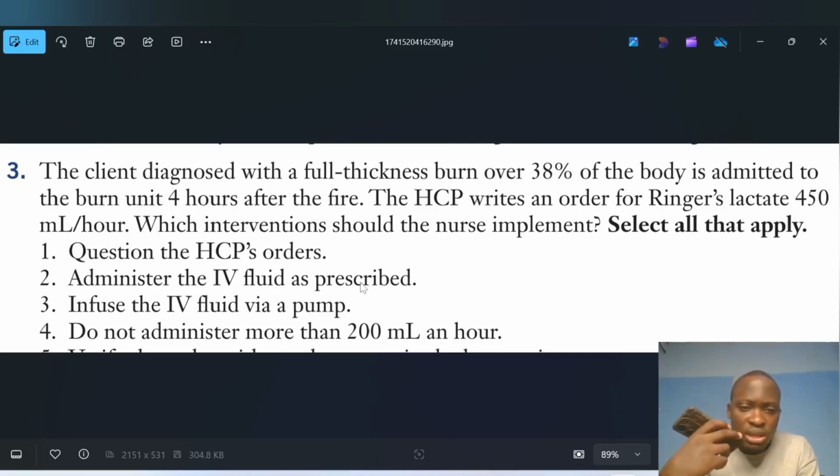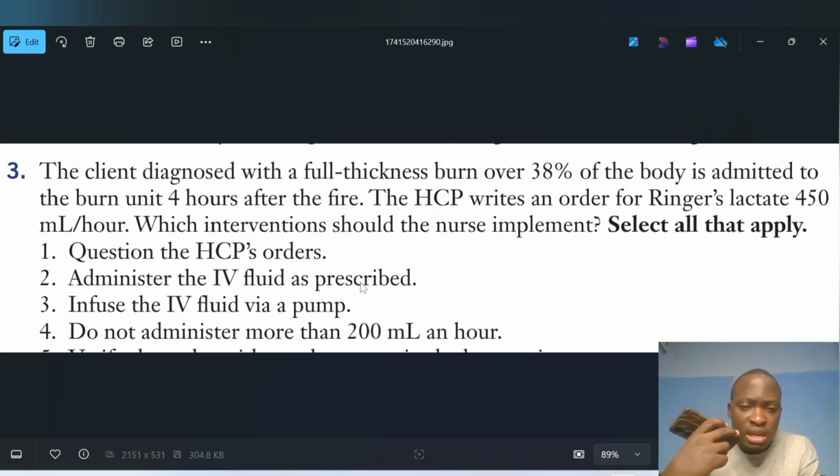Number 1, question the HCP's order. The question is saying full thickness burn over 38%, admitted hours after the fire, and the HCP orders 450. No, there's no need to question this order. In as much as you see this speed is too much, remember this is the resuscitation phase. Any speed works, provided you can give these fluids to resuscitate the client. It's all okay. So throw that out.